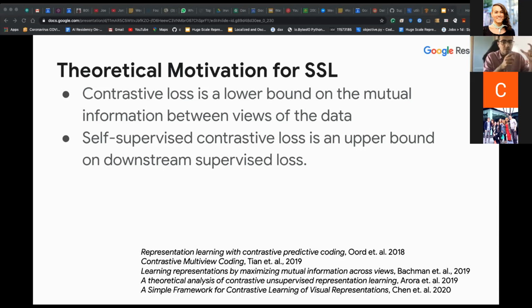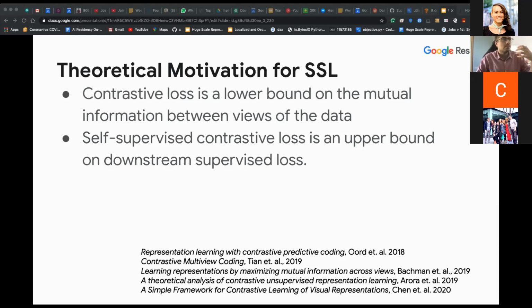And note that these two views are created arbitrarily by you. You are either doing color transforms or data augmentation or something like that. And you can do a lot of other things. For example, in videos, you could take different frames, right? So you just have two views of the data, and you maximize the mutual information between them, and you have a lower bound for that. So you have the contrastive loss that can be optimized, right?